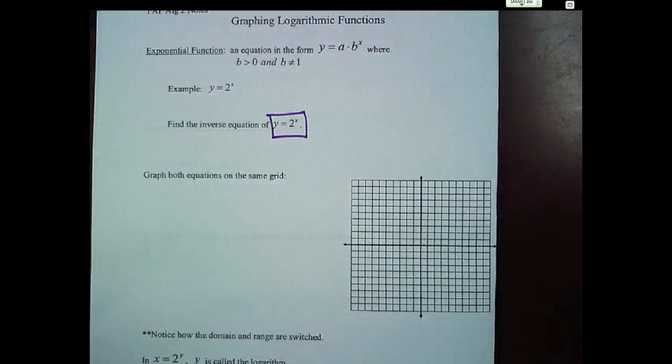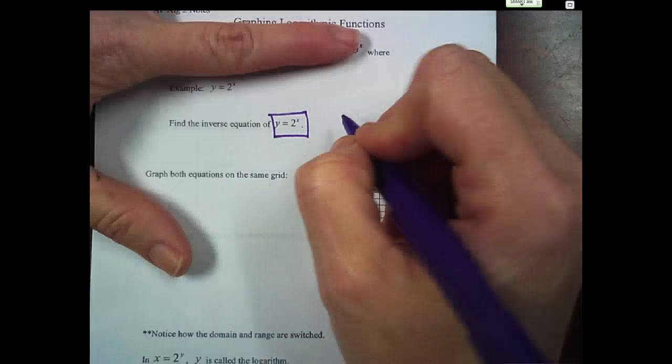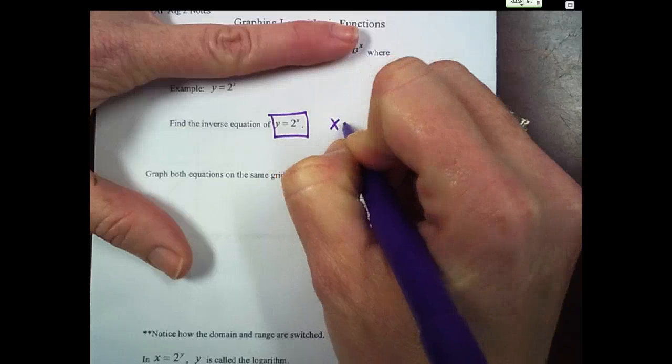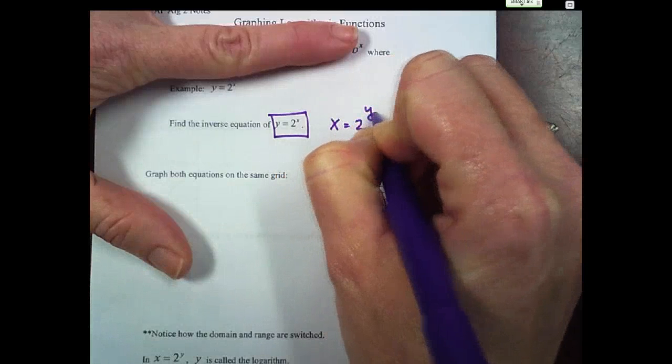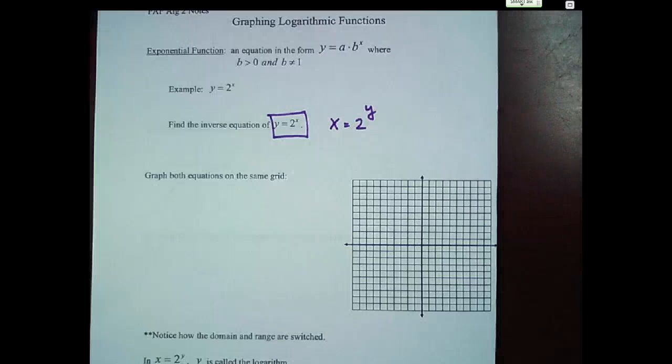How do you find the inverse? We flip x and y. So let's do that first. Step 1 turns it into x equals 2 to the y power. We flipped x and y, but we can't graph that. In order to graph it, that needs to be a y equals, correct? So how do we find an exponent? How do we solve for y? How do we bring the y down?